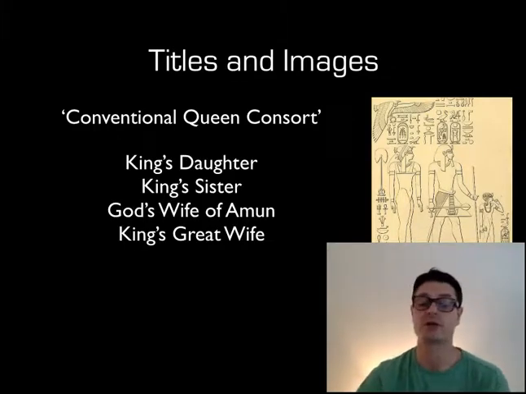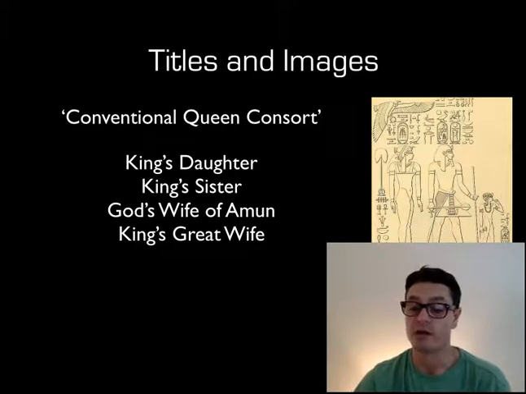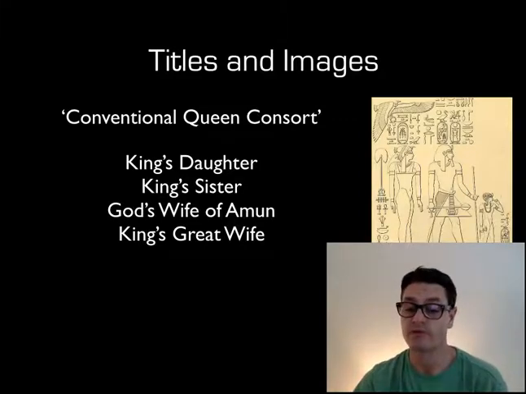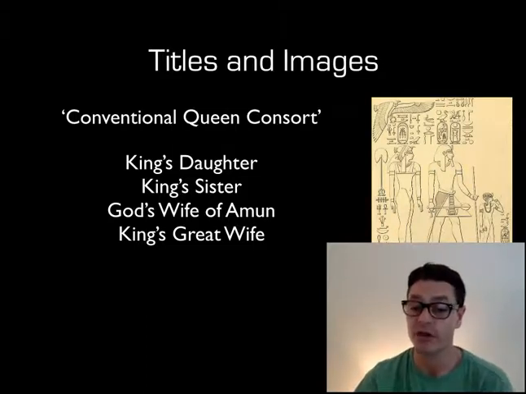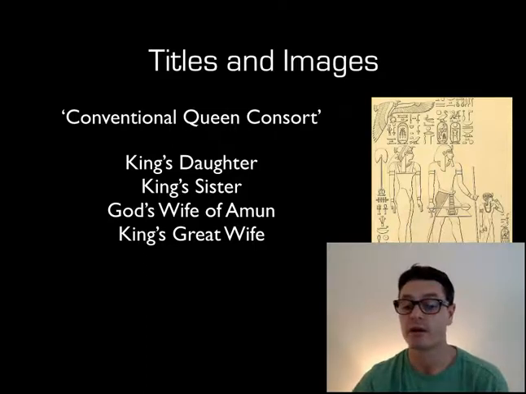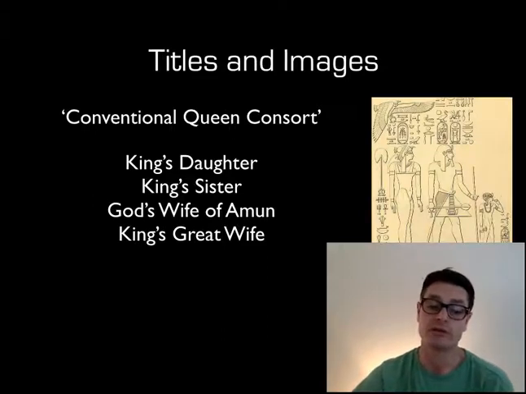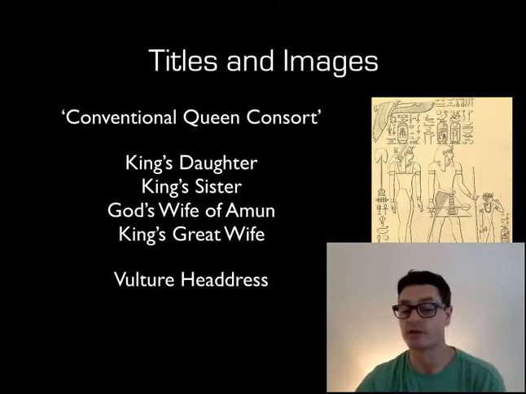And we see this in these titles here. She's called King's Daughter, which she was because Thutmose I, the previous king, was her father. She's called King's Sister because she is a sister of Thutmose II. She's got the title God's Wife of Amun, which was that expectation during this time period because she is the king's great wife, because she's married to her brother, Thutmose II, and he is the king, which was the expectation during the time period. That's all normal, all conventional expectations of a queen during this time period.